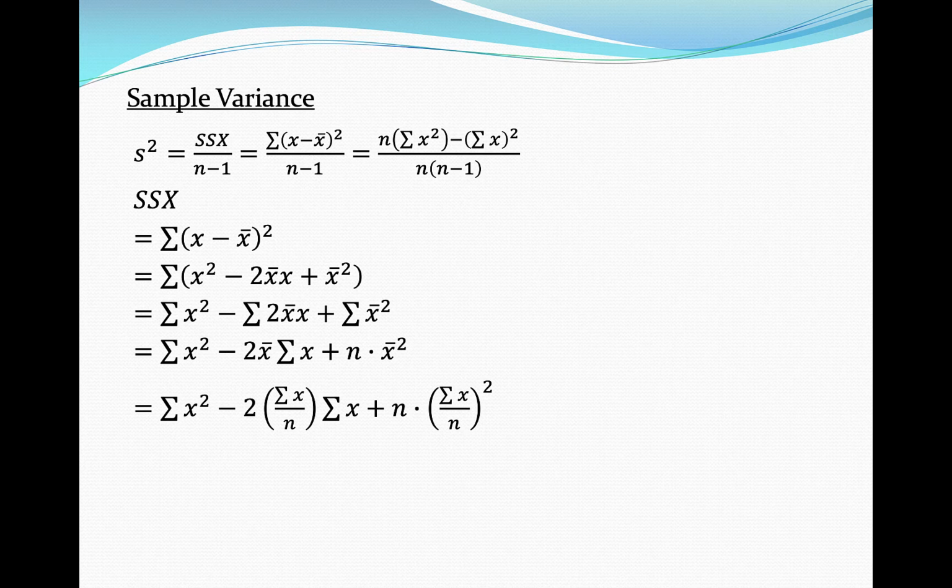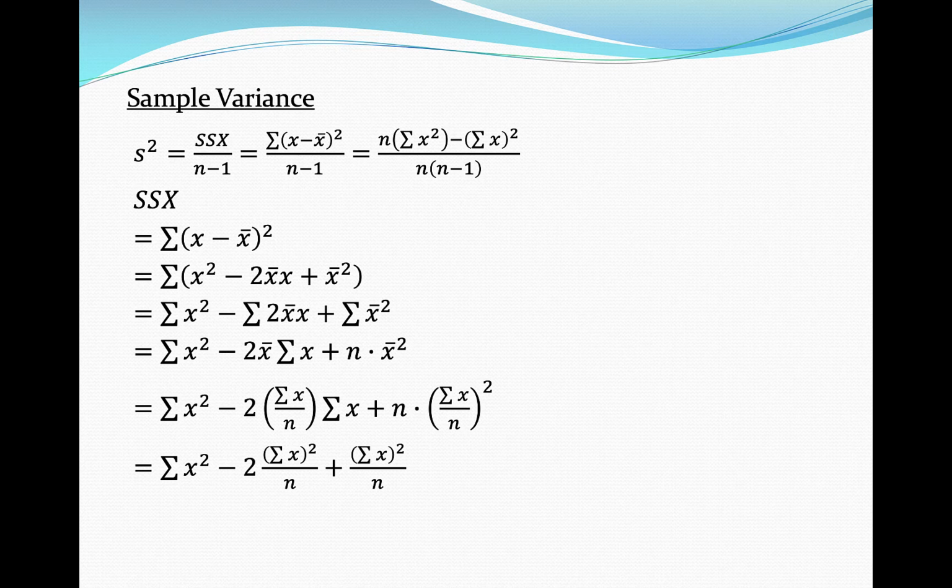That first term is not going to change. It's going to stay the sum of x squared. There's nothing we can do with it. That second term, we have sum of x over n times sum of x, so we have 2 sum of x, which means we have sum of x squared over n. In that last term, we have sum of x squared in the numerator because when you square that, you get sum of x squared over n squared. But we also have an n out front. That n out front is going to cancel with one of those n's in the denominator, and that just leaves us with sum of x quantity squared over n.